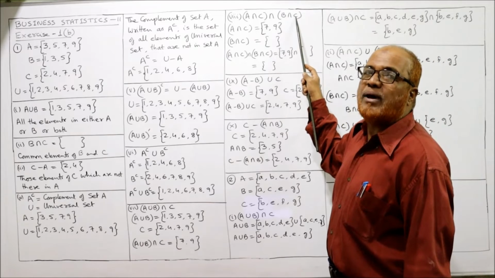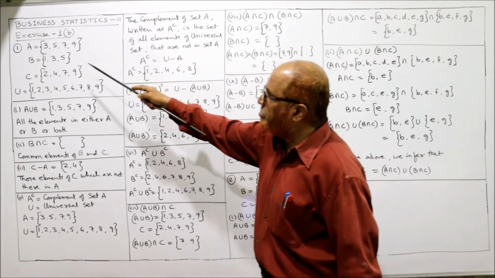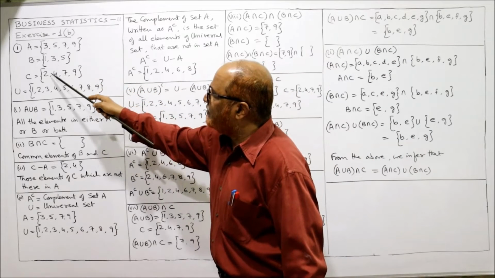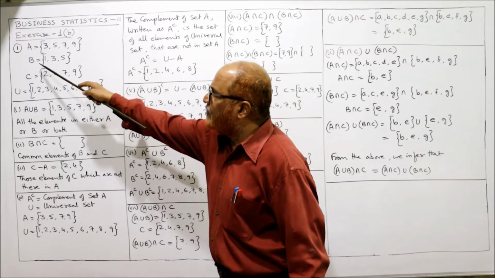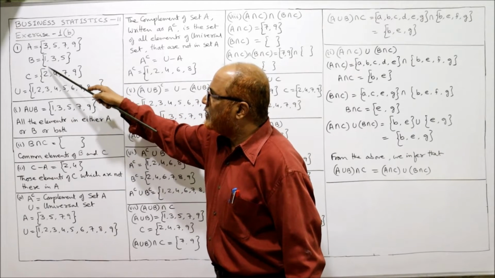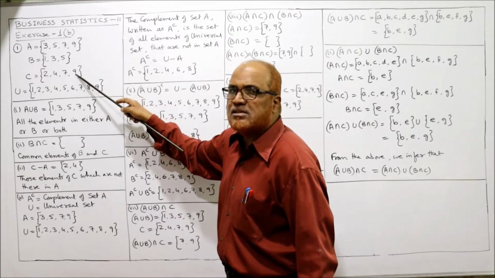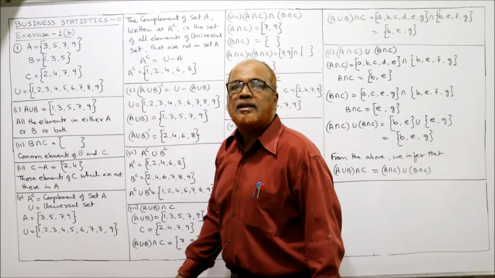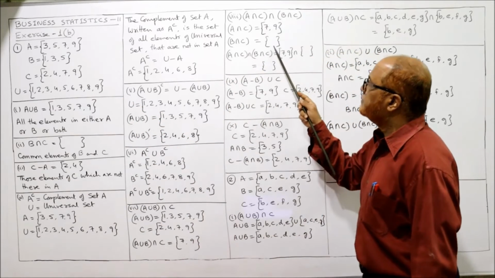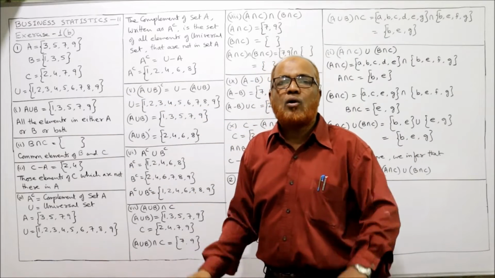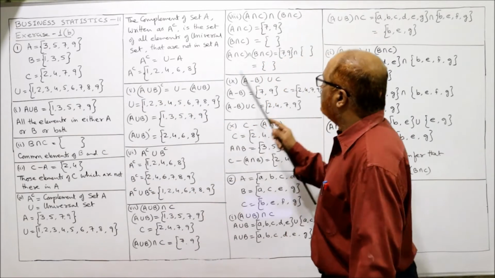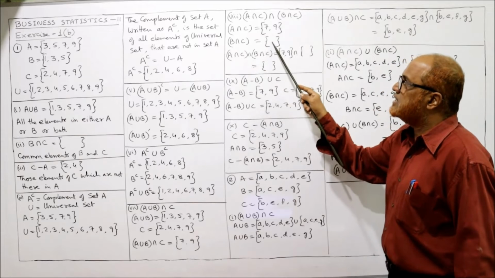Then B intersection C. That means the common elements of B and C. B and C: 1, 3, 5, 2, 4, 7, 9. There is no common element at all. That means null set. When no element is there, we call it a null set. So B intersection C is null set.